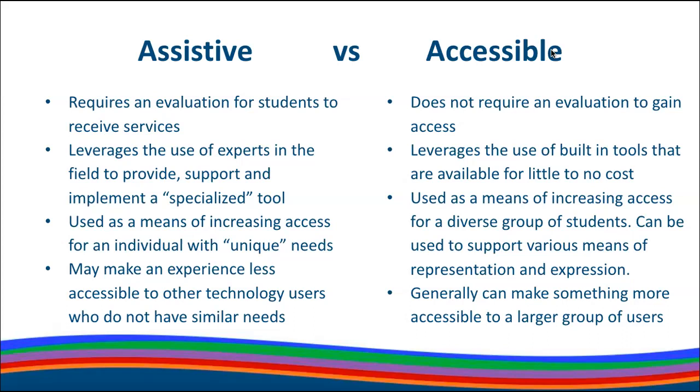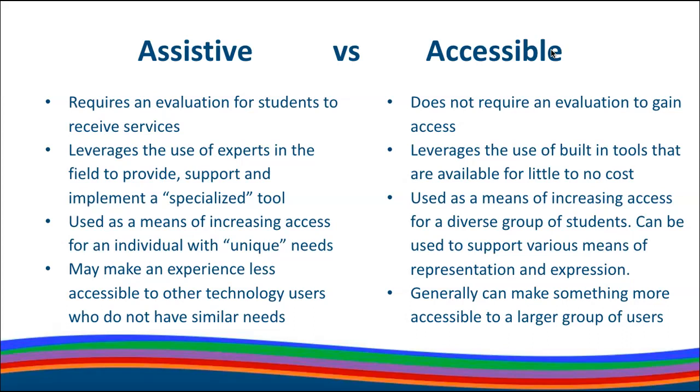Assistive technology really values the leveraging of experts in order to implement and determine specific tools that could be used, whereas accessible technology can be explored by anyone at any time and typically does not cost extra. Assistive technology also focuses on unique needs, and the utilization of assistive technology can often decrease the experience for users who don't need that tool.